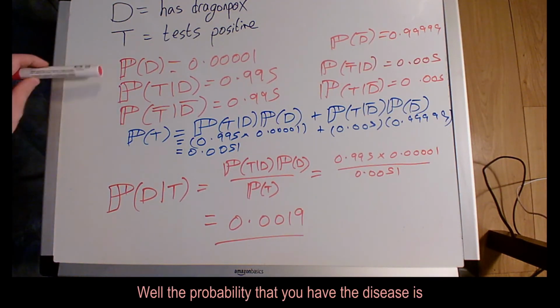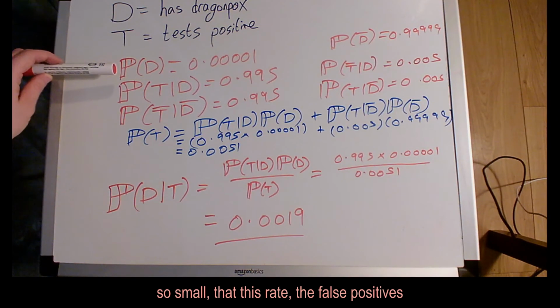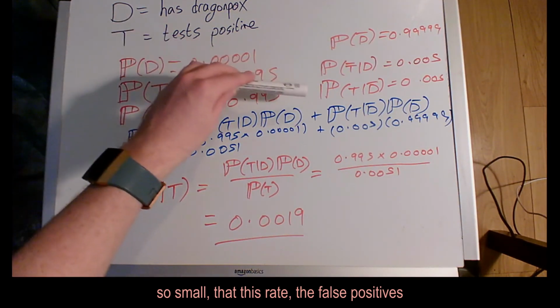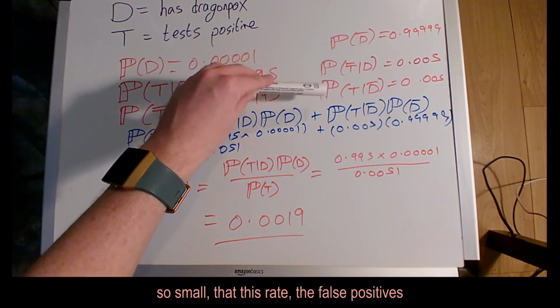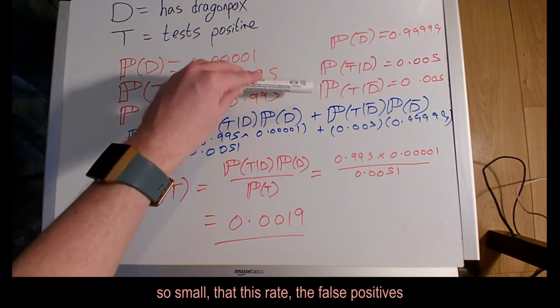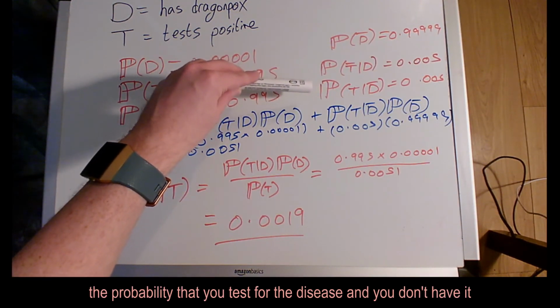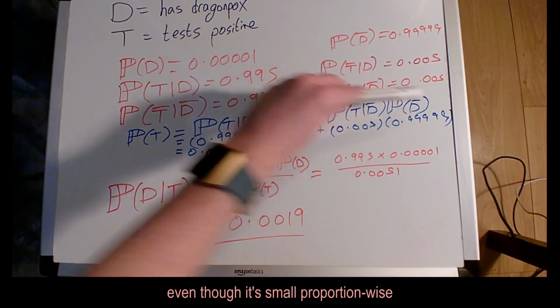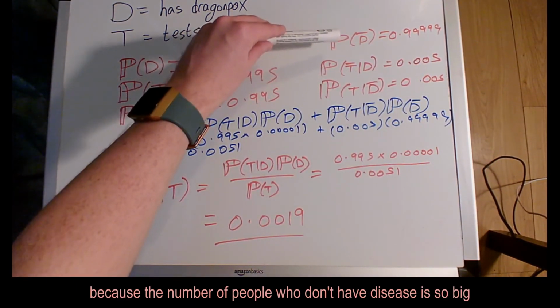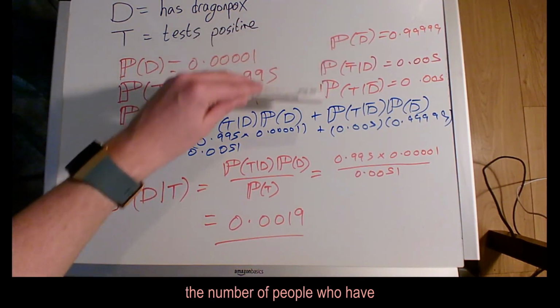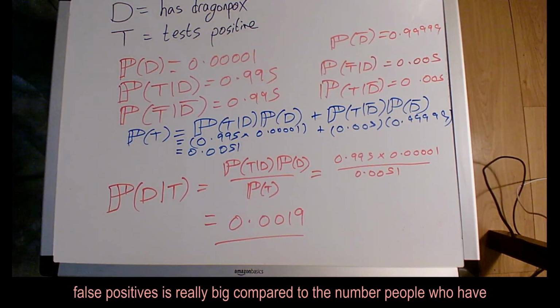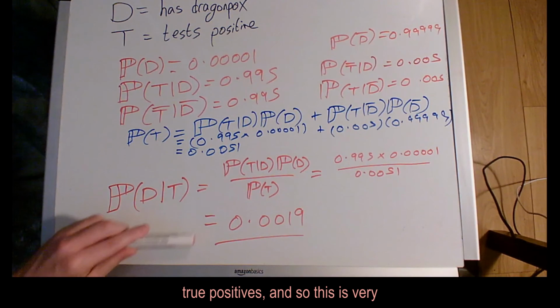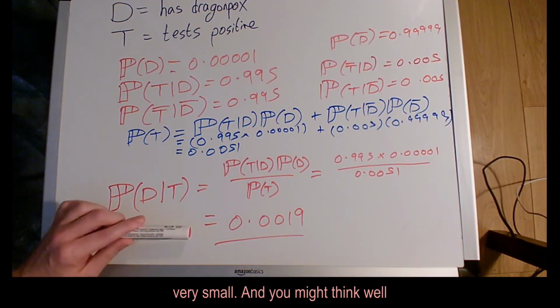Well, the probability you have the disease is so small that this rate, the false positives, even though it's small proportion-wise, because the number of people who don't have the disease is so big, the number of people who have false positives is really big compared to the number of people who have true positives. And so this is very, very small.